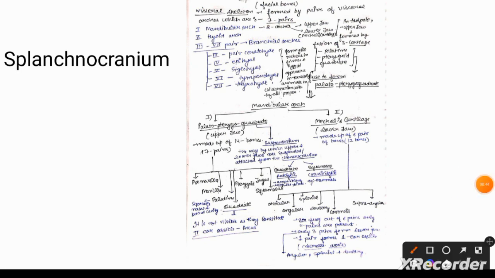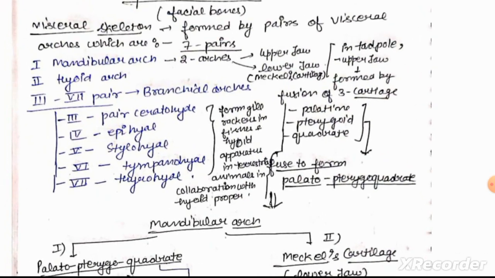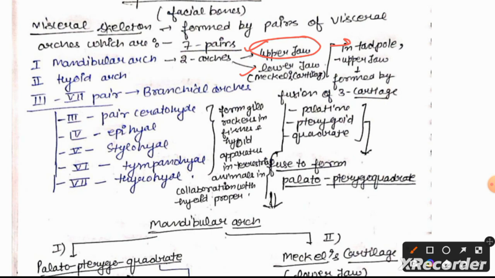So first let us talk about the mandibular arch. The mandibular arch is made up of two arches. The first arch will form the upper jaw, and the second will form the lower jaw. In the tadpole stage, the upper jaw of the mandibular arch is formed by fusion of three cartilages called palatine, pterygoid, and quadrate. These are fused to form the palato-pterygo-quadrate, because it is formed by fusion of palatine, pterygoid, and quadrate cartilages. And the lower jaw, or second part of the mandibular arch, is cartilaginous initially, and it is known as Meckel's cartilage, which soon changes into a bony structure as a child grows up.